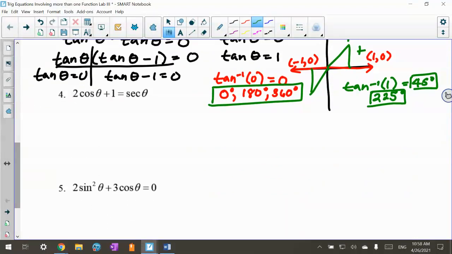Let's work on number 4. When I start number 4, I go, this one's different. I don't have any terms at all that are squared. So I'm like, this isn't cosine. I call that my building block. I wonder, can I write secant a different way?